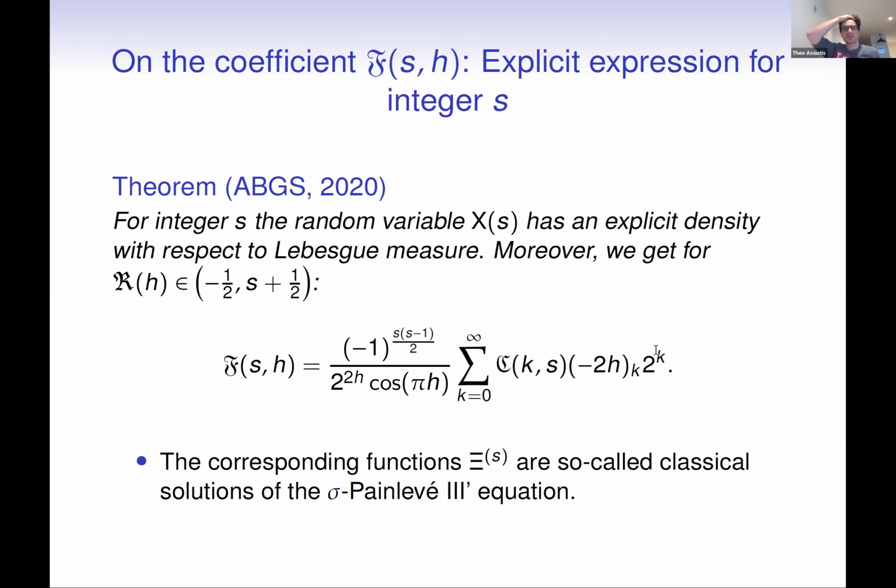Yeah, so why is that integer s special? Somehow the corresponding functions are solutions to this sigma form of the Painlevé 3 equation, and they're actually what are called classical solutions. This is not classical in the sense of PDEs, it is classical in a different sense. These are classical functions, whose definition is very precise but very technical, and I cannot give it to you now.